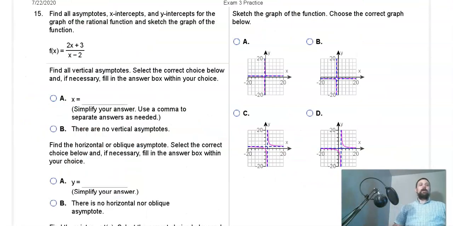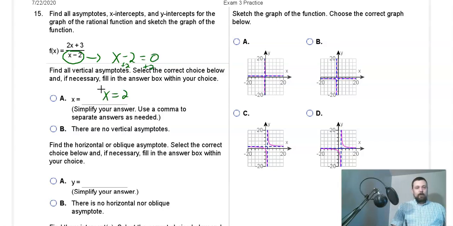Okay, last problem. Find all asymptotes, x-intercepts, and y-intercepts for the graph of the rational function and sketch the graph of the function. So just like the last problem, to find the vertical asymptotes, you take the denominator, you set it equal to 0, solve for x by adding 2 to both sides, and you get x is equal to 2. And that's it. So that is the vertical asymptote.